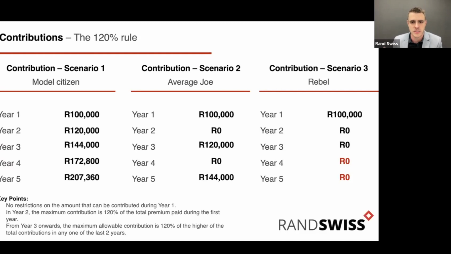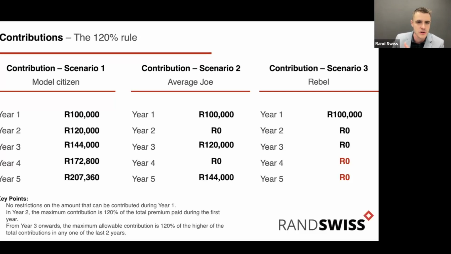So what that essentially means is in year two, you can't come to me and say, I want to put in 200,000, because obviously it exceeds 120% of the previous year's contribution. So in year two, the max you can contribute is 120,000 if in year one you put away 100,000. Then where it gets quite interesting is in year three, because all of a sudden you can only contribute the 120% max of the previous 2 years.